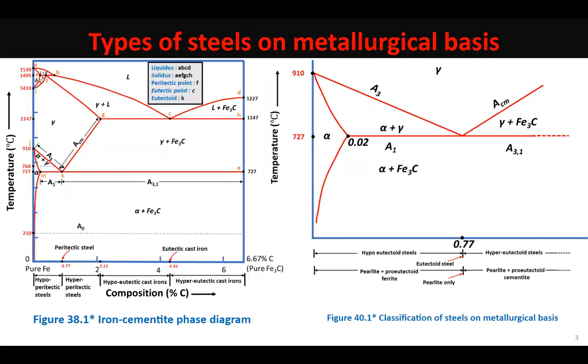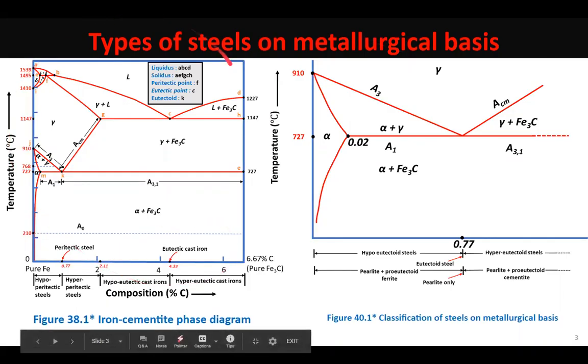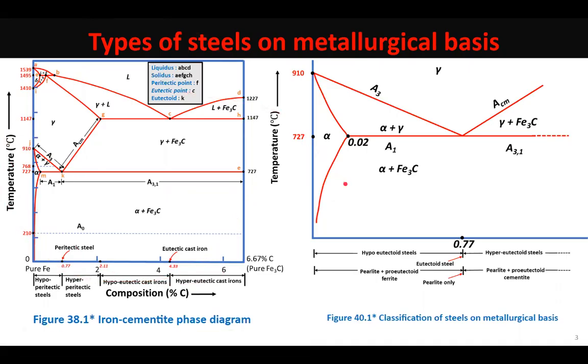Again, for your reference here, the iron cementite diagram has been shown. And in this iron cementite diagram, you can see this is the way we have classified our steels. This composition represents the eutectoid steel. All steels to the right are hypereutectoid steels. All steels to the left are hypoeutectoid steels.